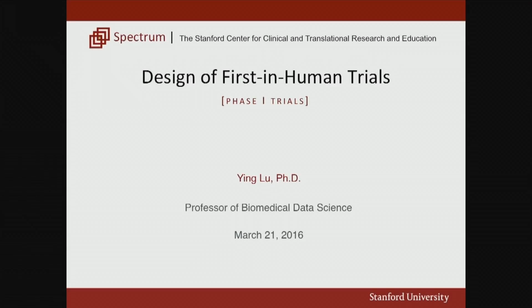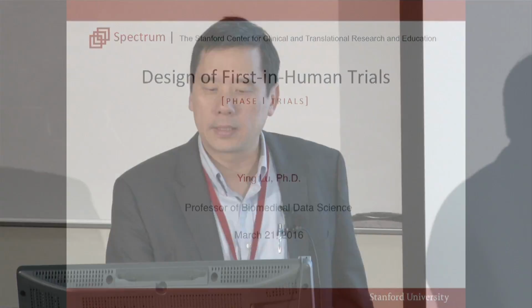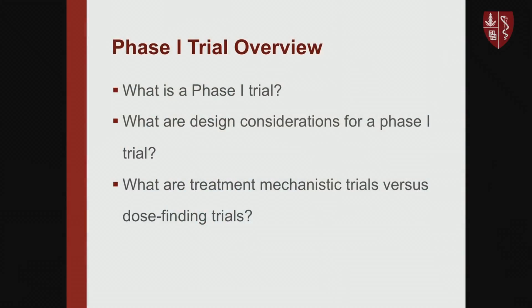So my assignment is the design aspect, but some of the repetition has to be there. I still want to give a quick overview in the first module of what phase 1 trials are and some relevant design considerations. But then I also want to touch a little bit on different types of phase 1 trials.